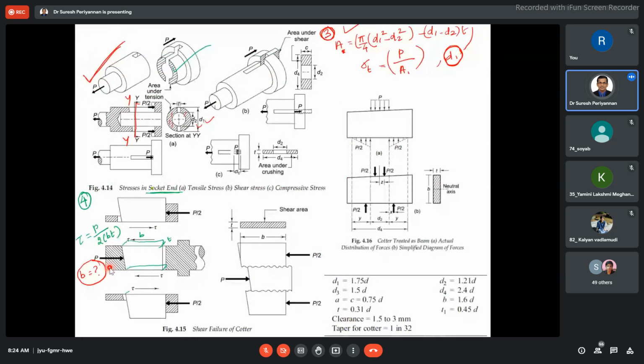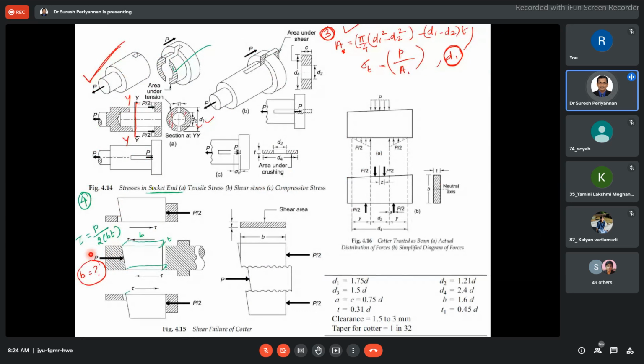When we consider double shear, this is the thickness of the key, this is the width of the key, and this is the thickness of the key. With these dimensions, this region is going to be subjected to shear. Hence, we take shear stress equal to P by 2 into B T because of double shear. Okay. Now, shear in the cotter.